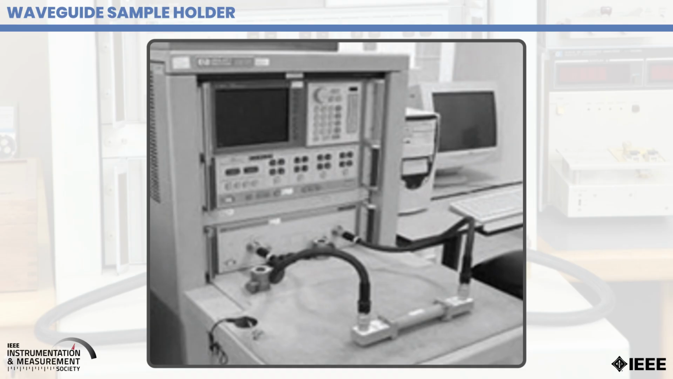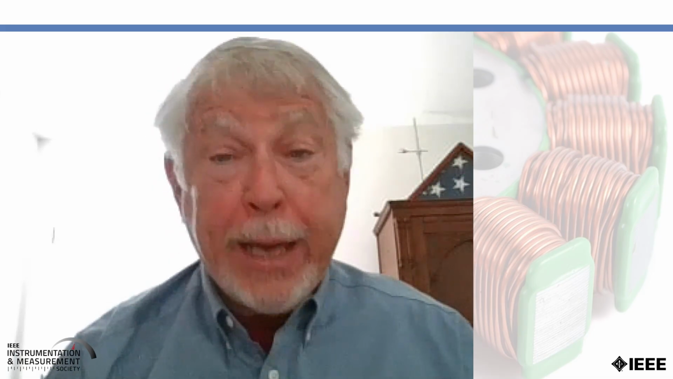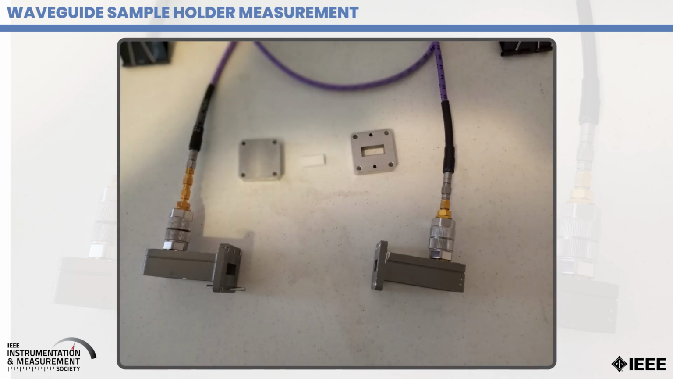As you can see, the network analyzer is connected to some waveguide to coax adapters. A waveguide section is in between the two. As mentioned, before we can make a measurement, we need to do a calibration. Shown here are the devices we need to do the calibration. We can do a through by connecting the two waveguide to coax adapters together. We can do a reflect by placing the metal plate between the two. And then we can use the quarter wavelength section of waveguide to do the third standard of the calibration.